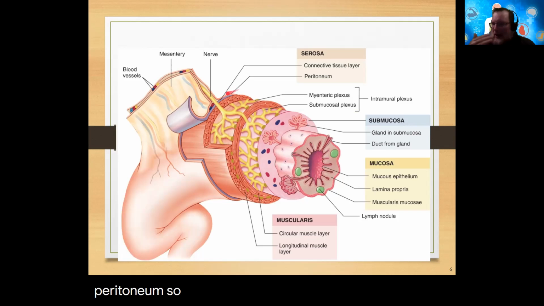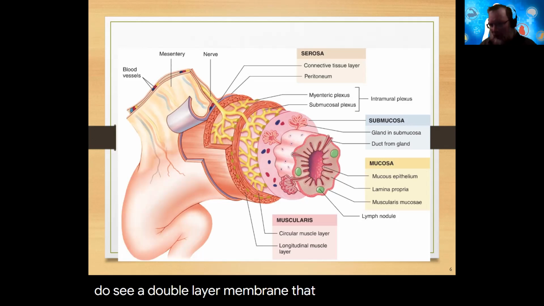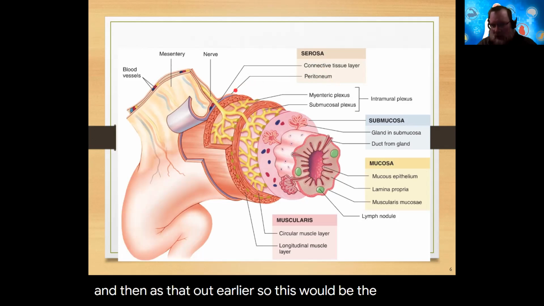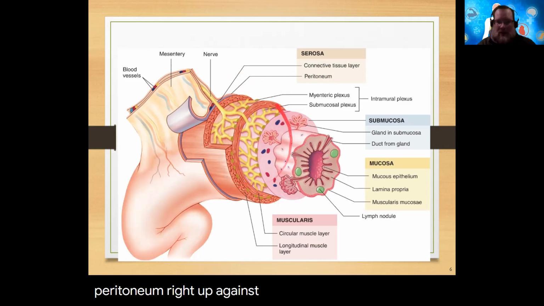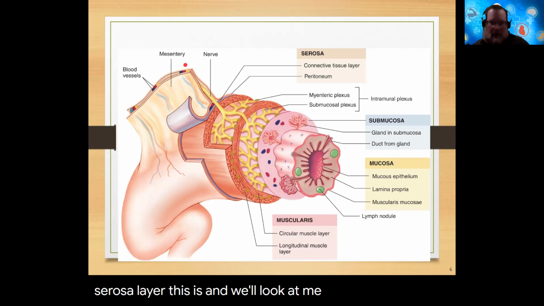So just like we saw with the pleura of the lungs, and the pericardium of the heart, we do see a double layer membrane that surrounds these organs. So in the lower digestive tract, basically below the diaphragm, we see peritoneum as that outer layer. So this would be the visceral peritoneum right up against the intestines. Okay, and then they call this mesentery. Okay, mesentery. That's the serosal layer, and we'll look at mesentery coming up in a little bit.